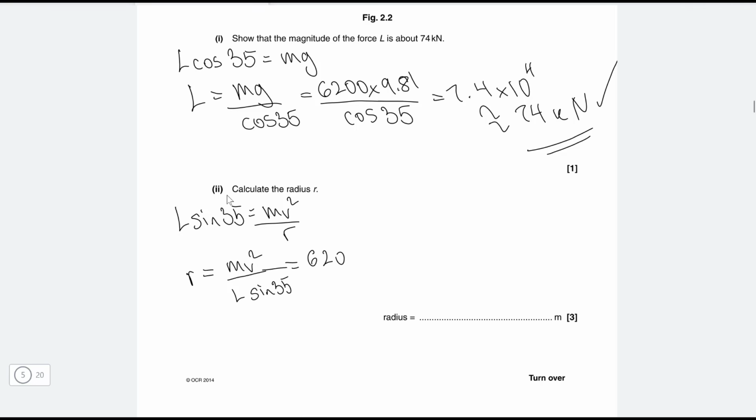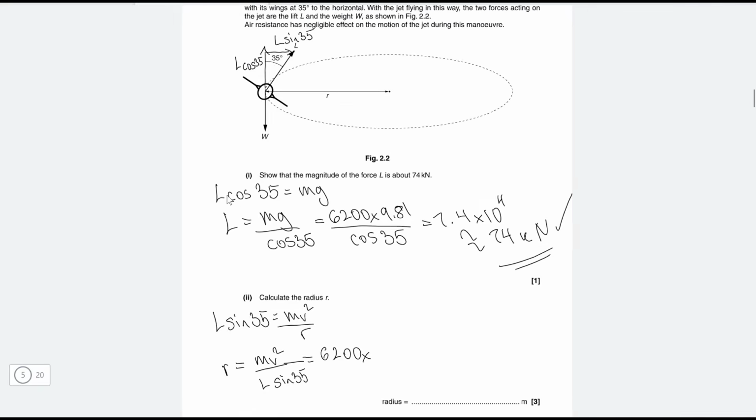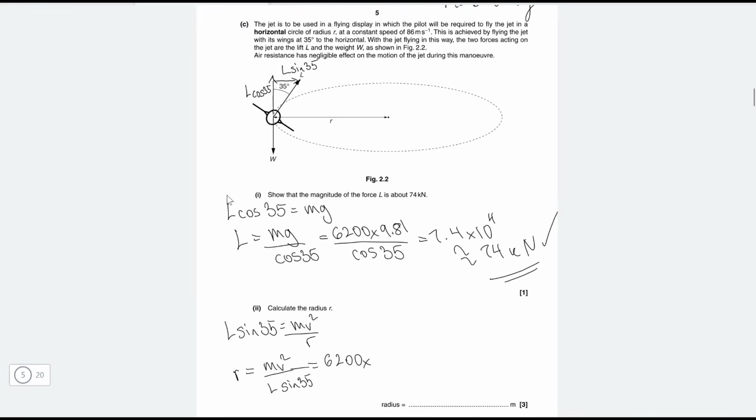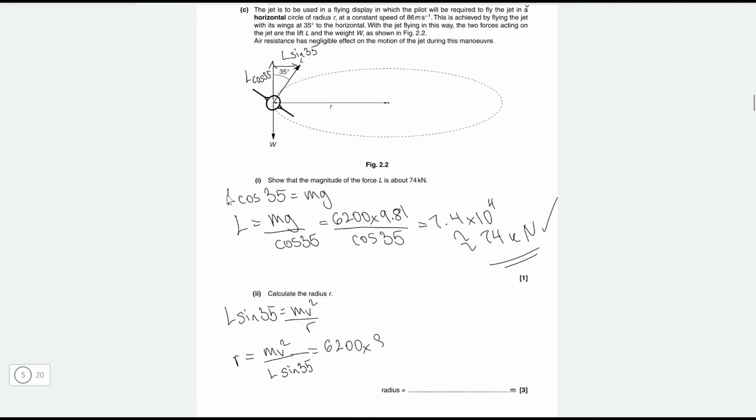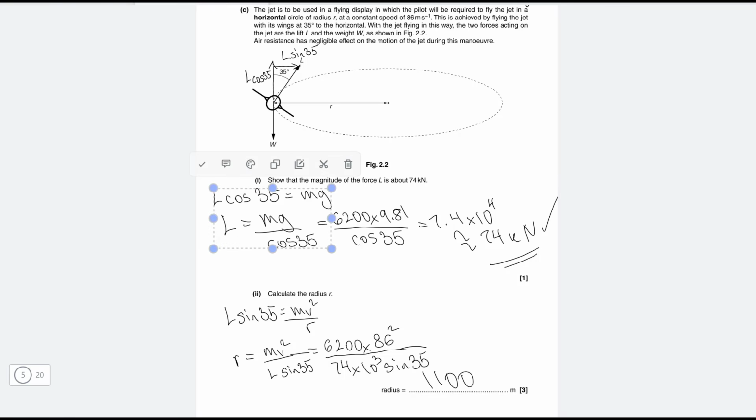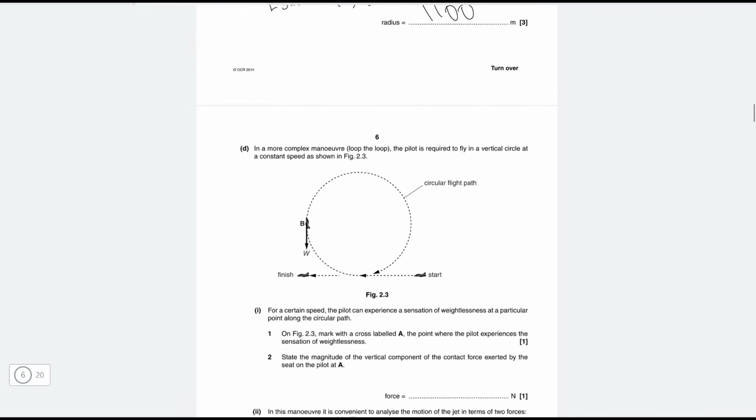Now the mass is 6,200. Multiply that by v, and let's see, the speed is 86 squared. Divide that by 74 times 10 to the power of 3 multiplied by sine of 35. We're going to find a radius of about 1.1 kilometers or 1,100 meters. Okay, on to the next one.